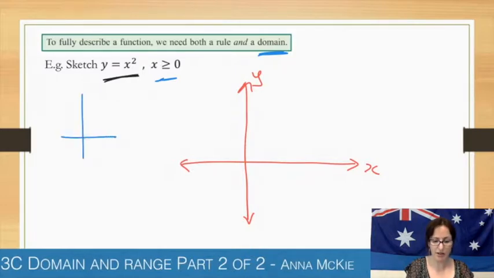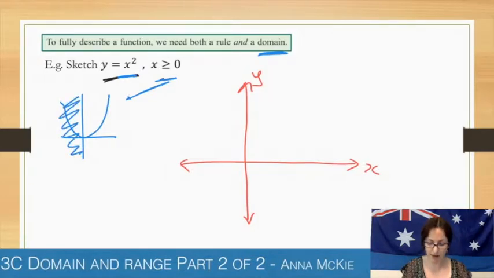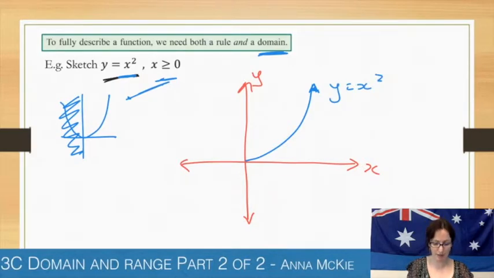I think, okay, well, what does x squared look like? It's a parabola that goes through the origin like that. But then because we only want x is greater than or equal to 0, that means we don't want any negative x values, so we just want that part. So you would draw just like this, arrow on the end, and it's always good to label what you've drawn there. So that's y equals x squared.